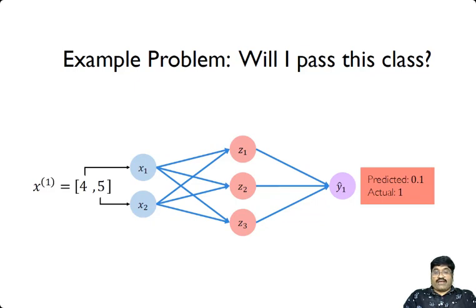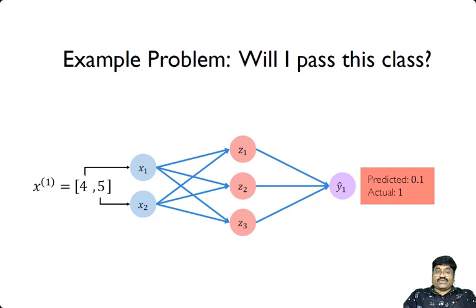Now, does anyone have an idea why this network was so wrong in this case? We never told this network anything. The weights are wrong. We have just initialized the weights. In fact, it has no idea what it means to pass a class. It has no idea what each of these inputs means, how many lectures you have attended, how many hours you have spent on your final project. It's just seeing some random numbers. It has no concept of how other people in the class have done so far.